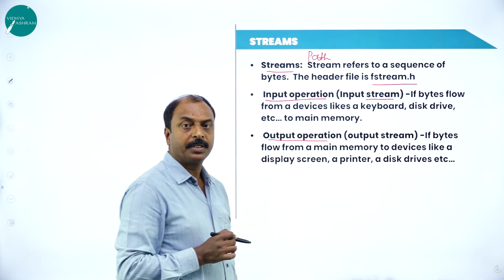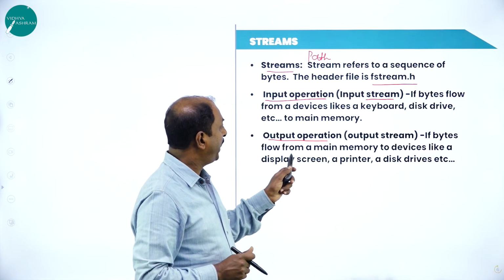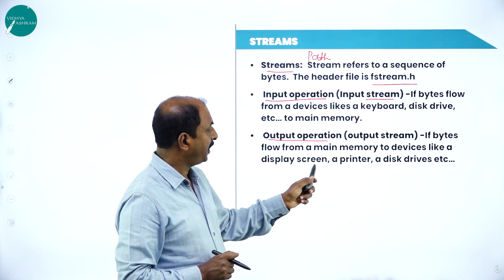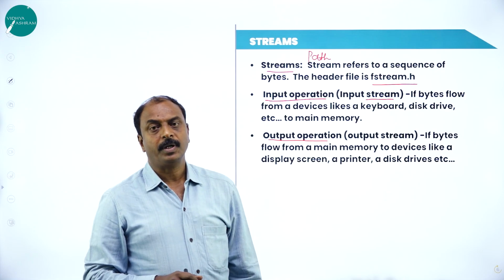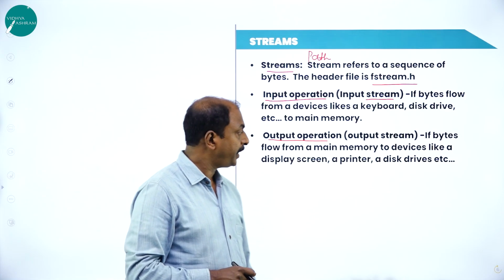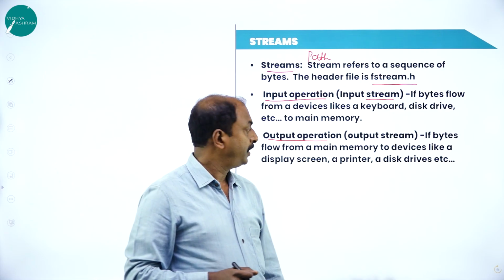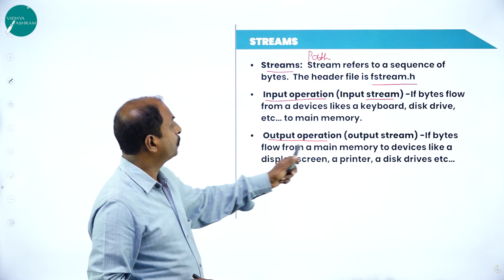Now similarly, the output operation. What is an output operation? It is also referred to as an output stream. If bytes flow from main memory to a device like a display screen or a printer, it is called an output stream or output operation. It is moving from memory to output devices like a monitor or printer through a stream, which is called an output stream.